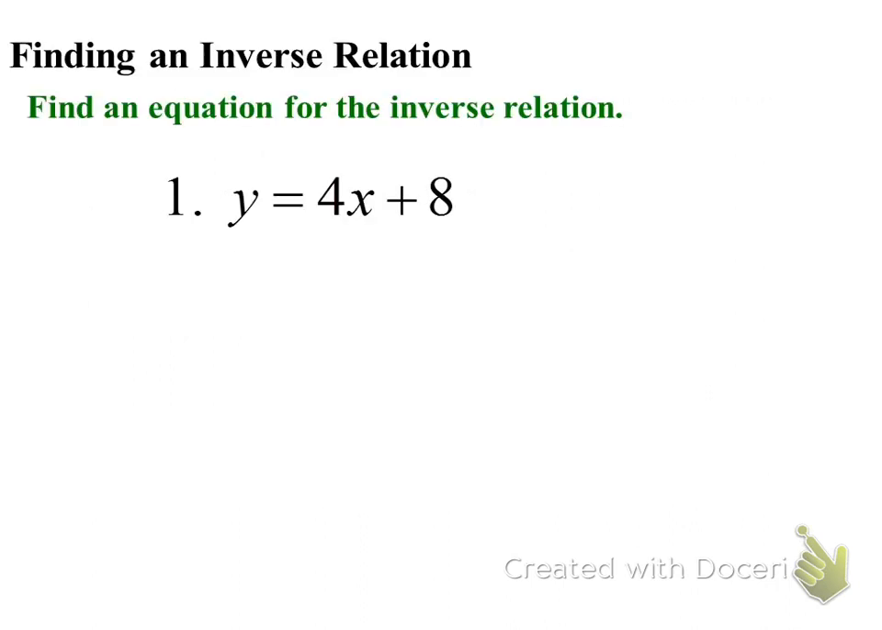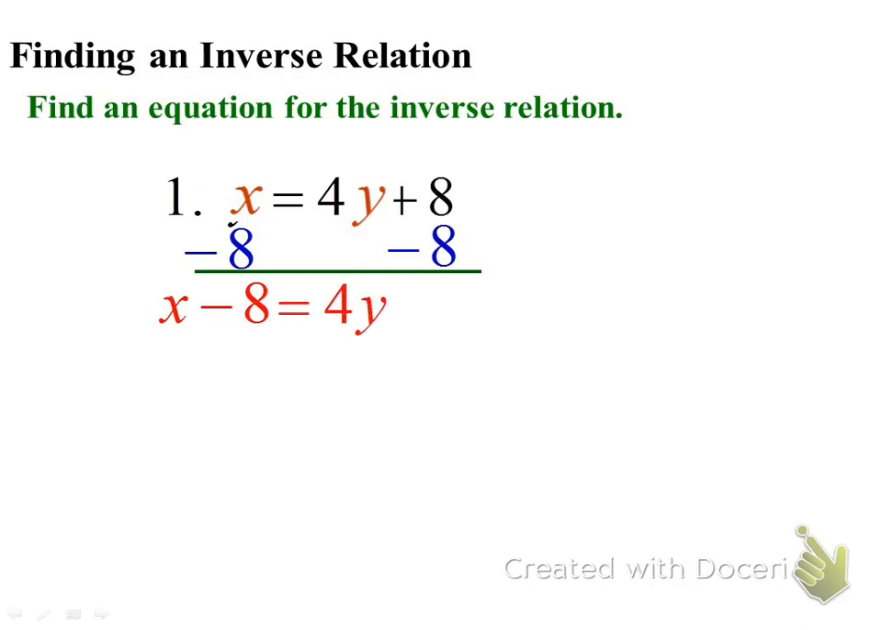So here we go. We're going to find the equation of an inverse relation algebraically. First step is write the problem down. So hopefully you've already done that. Second step is you're going to switch the x and the y. Since the domain and the range, the inputs and the outputs, change, you switch them. We're going to get rid of the constant first. So subtract 8 from both sides, leaving us with x minus 8 on one side and only 4y on the other side.